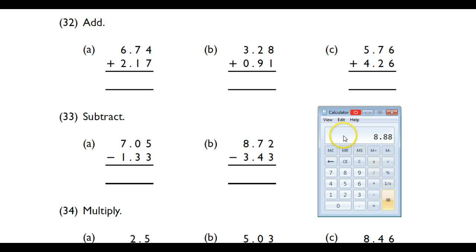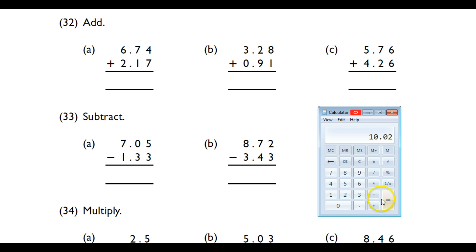For B will be 3.28 plus 0.91. Your answer should be 4.19. For C will be 5.76 plus 4.26. Okay, your answer should be 10.02.